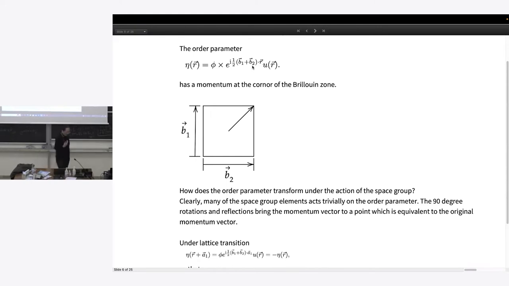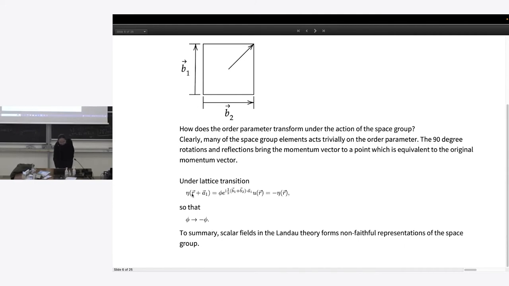So now we can resolve the mystery of why space groups give us Z2. Many of the space group elements act trivially on our order parameter. For example, if I rotate by 90 degrees, my momentum shifts from here to here. But as I just told you, my Brillouin zone is a torus, so these two momenta are identical. So the 90 degree rotation does not really do anything. It's mapped to the identity when acting on this order parameter. On the other hand, under a lattice translation, I change my x to x plus a horizontal shift. If you calculate the change of the phase factor, you would see that this is exponential i π, so it's a minus sign. Therefore, a unit translation gives you a Z2 operation on your order parameter.